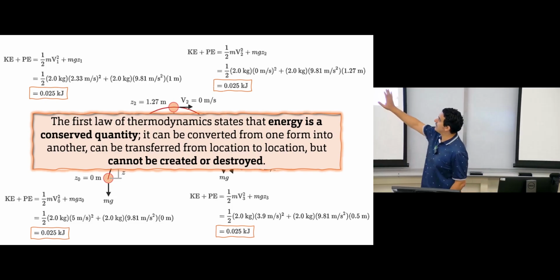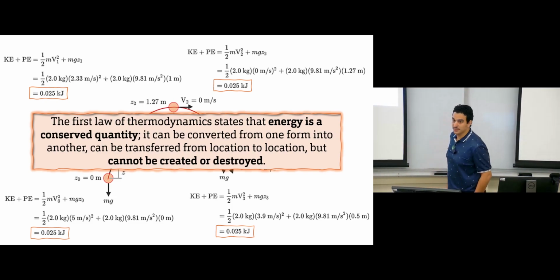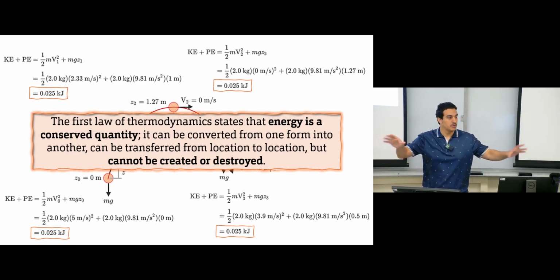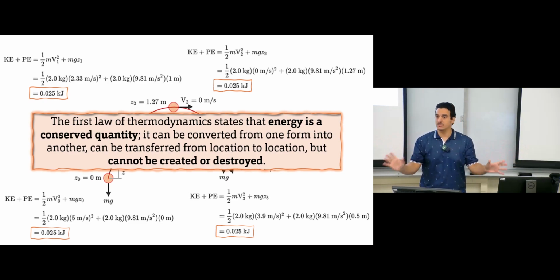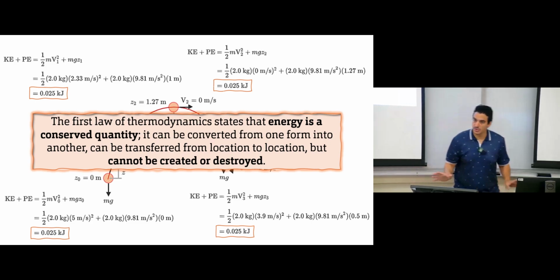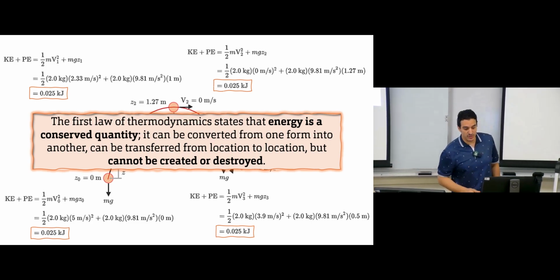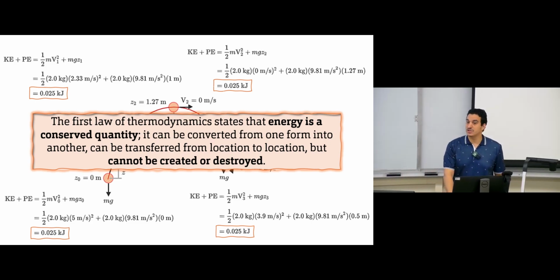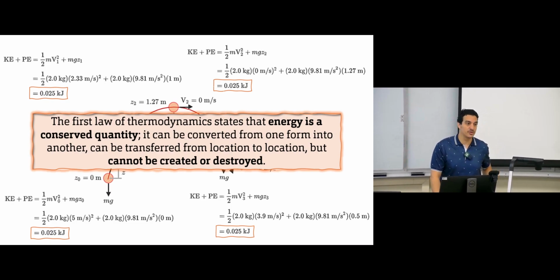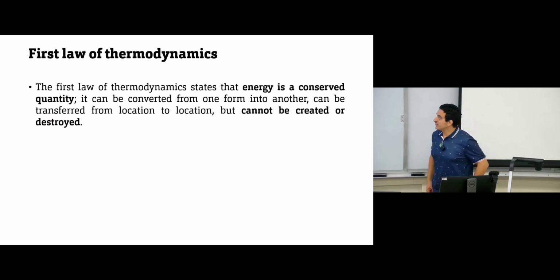It says energy is a conserved quantity. Energy cannot be created. Energy cannot be destroyed. Energy can just change from one form to another. But if you calculate the total energy for the system, it will be constant. Clear? So this is the conservation of energy, or the first law of thermodynamics, that quantifies the energy content of a system that we have. So this is the description of the first law of thermodynamics.